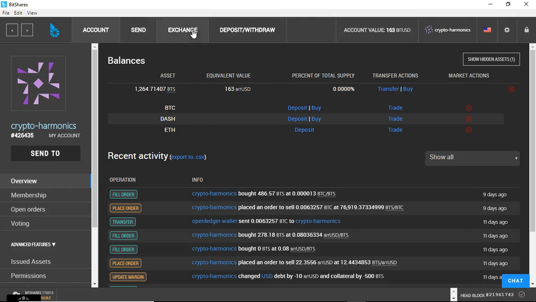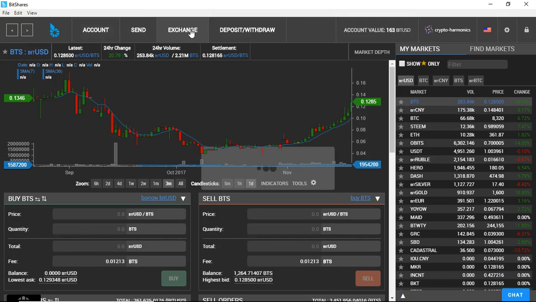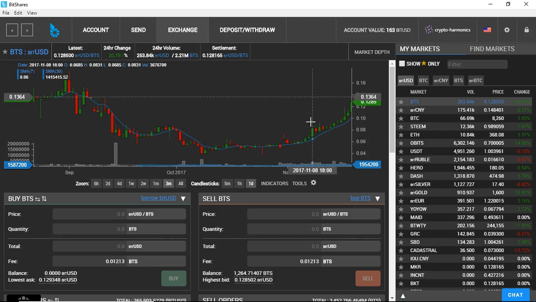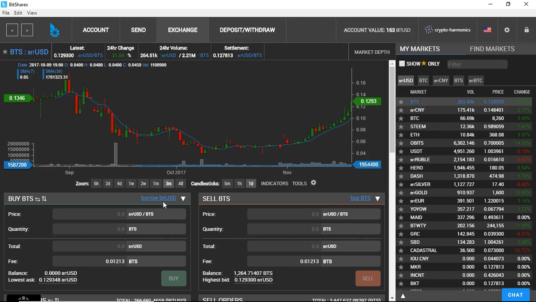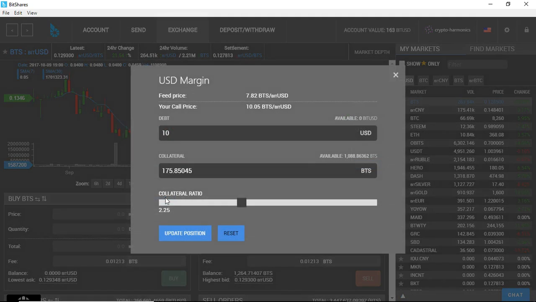So I need to go over to the exchange option, and you can see it's very user friendly. I think for decentralized exchanges, this is the best in my opinion. If you guys have other ones that you like, let me know in the comments, because so far of the ones I've tried, I like this one the best. Okay, so what we're going to do is we're going to borrow and get some bitUSD. So let's just get 10 bucks. Let's try and create 10 bitUSD.